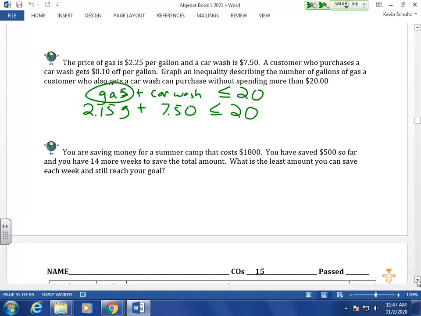The next one, you're saving money for summer camp that costs $1,800. You save $500 so far, and you have 14 more weeks to save the total amount. What is the least amount you can save each week and still reach your goal? So homework is to finish CO15, both the first and second page here, and we'll go over this tomorrow.